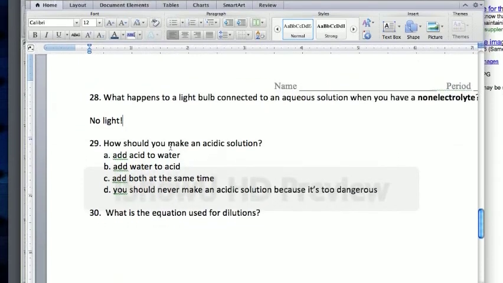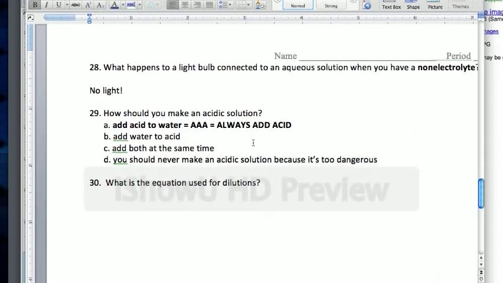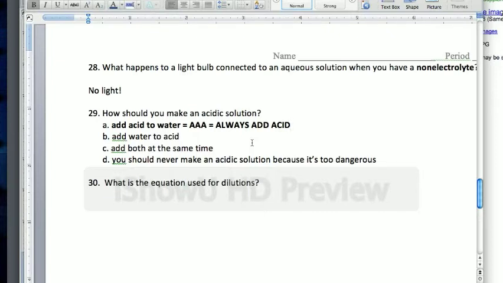If you're ever asked to make an acidic solution, make sure you always add acid. We say AAA, always add acid first to water. Make sure you do it slowly while stirring. You wouldn't just dump it in there, otherwise it might splash.